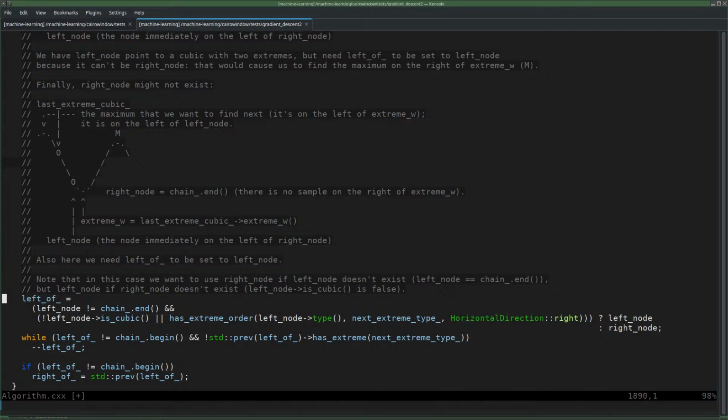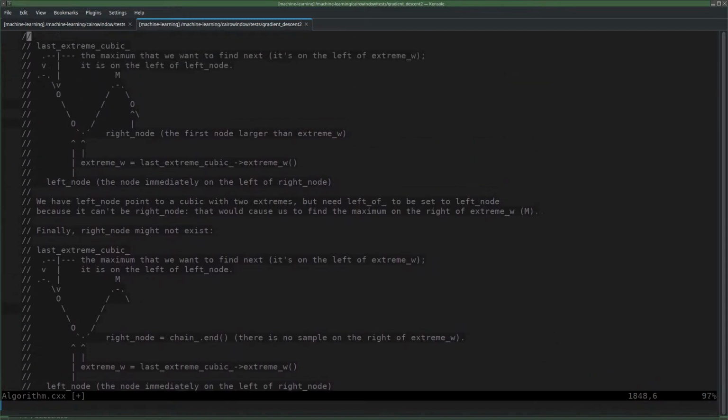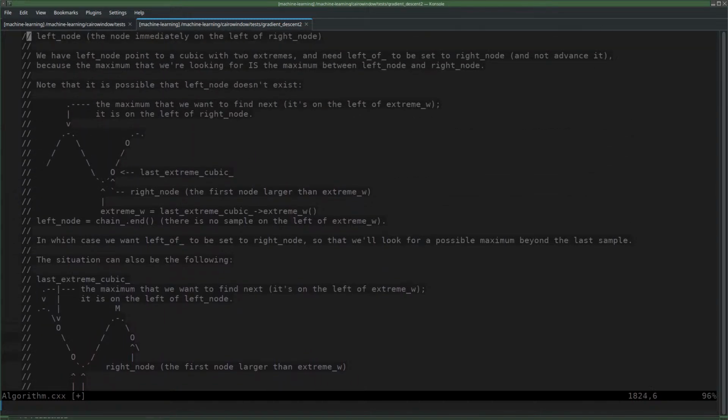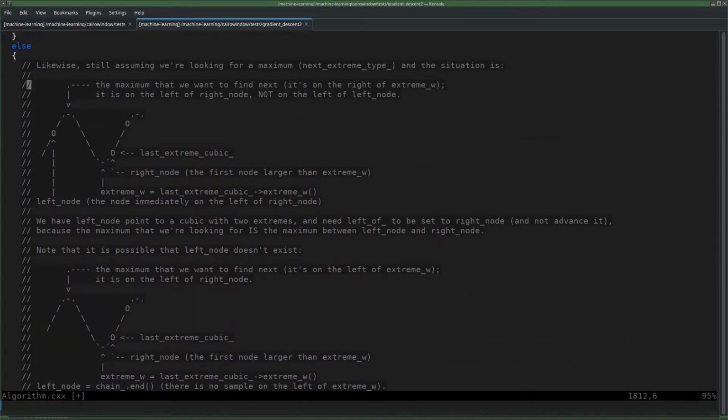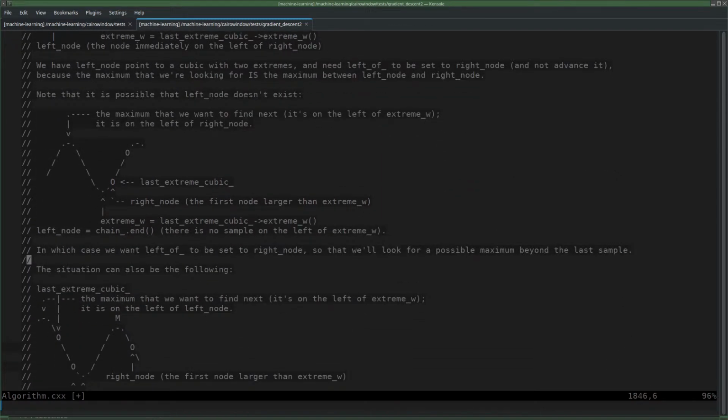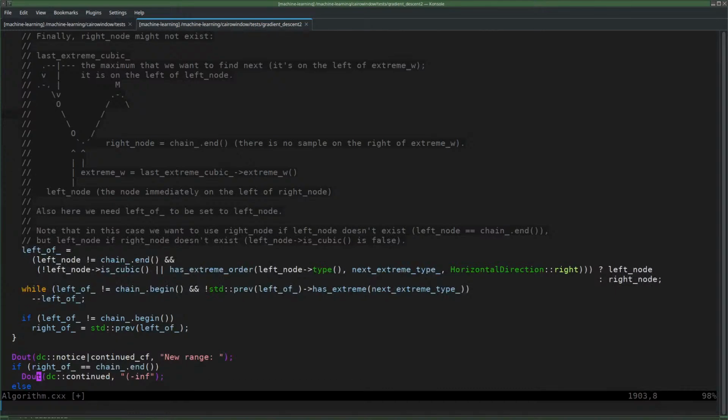So while we are talking about left node does not exist, because it does exist here, it does exist here, does not exist here, okay. It does exist here. So if the left node does not exist, we want left off to be set to right node. So if it does not exist, then this is false, and it will be big right node.